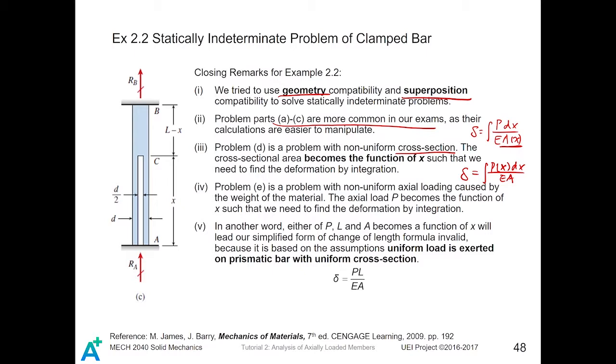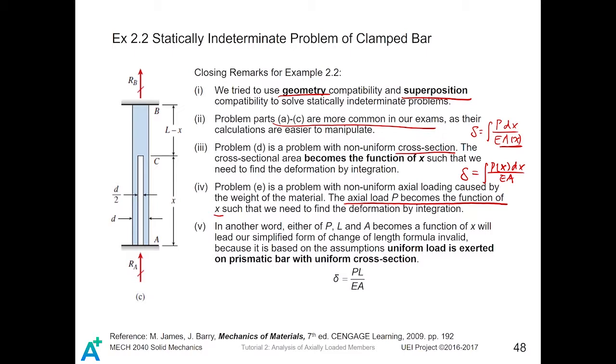Actually, in our real life, all those letters inside can be variable of x. For example, the delta, in the most complicated case, will become the integral of Px dx divided by Ex Ax. Yes, sometimes it is very complicated, but in our practice problems, we try to use only one of them to be the variable, such that we can set the problems easier and we can let you solve the problem in a reasonable time. So, in problem E, the axial load becomes the function of x.